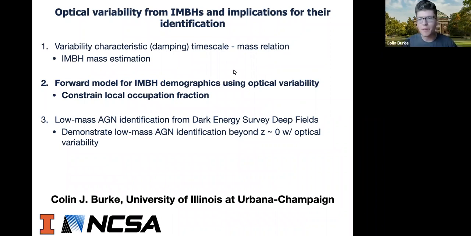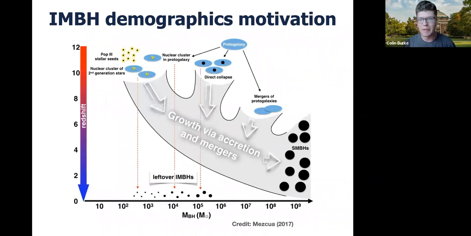So now that we think we're getting at how these IMBH dwarf AGNs, how their variability might behave, I'll try to motivate why we're interested in actually forward modeling this variability and what we can learn from it. So this is a picture from a review by Inayoshi, 2017, which shows different scenarios for how supermassive black hole seeding works. On the y-axis is redshift and the x-axis is black hole mass.